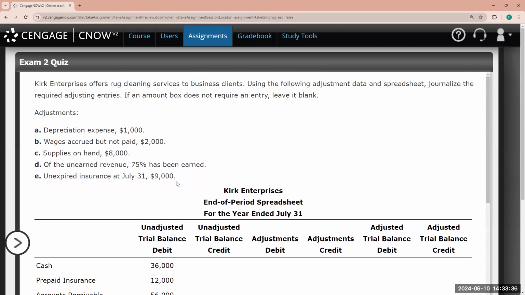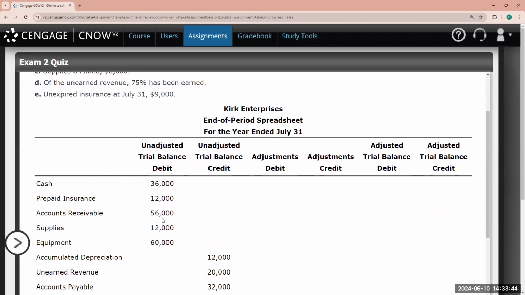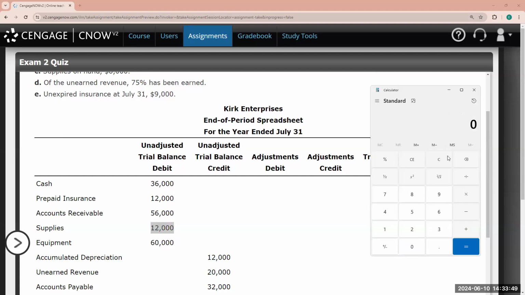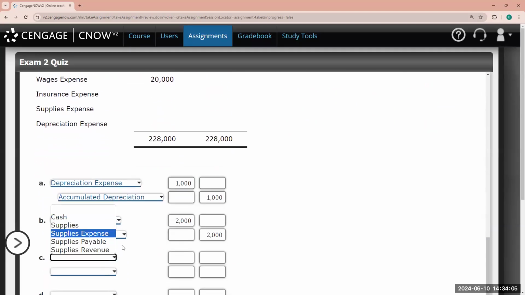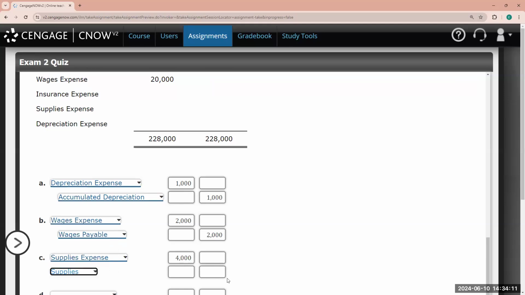For C, it lets us know we have supplies on hand of $8,000. So what this means is that this represents the value of the supplies that are left. But here it lets us know that we started off with $12,000. So again, think of it like money. You started off with $12,000 in your bank account, and now you only have $8,000 left. So that lets us know that we've used up $4,000, and in this case, $4,000 worth of supplies. So we debit our supplies expense account for $4,000, and we credit our supplies prepaid account for $4,000.